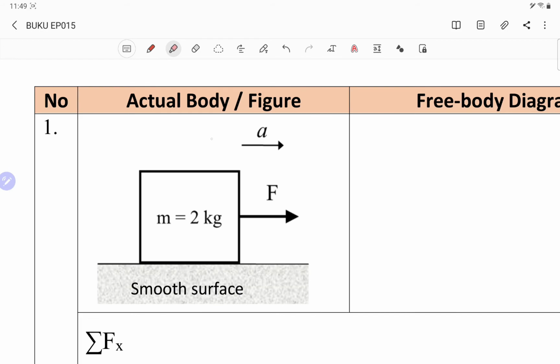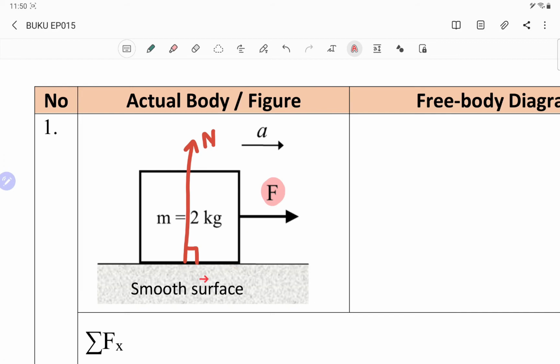Okay, so kita tengok dulu, for this body over here, we have applied force. Kita ada force yang dikenakan iaitu pull force. And this object is in contact with a surface. So, bila ada object in contact dengan another object ataupun another surface, we will have normal force going up 90 degree from the surface.